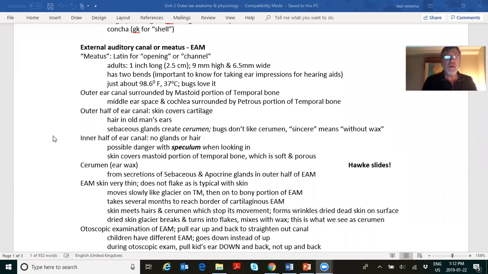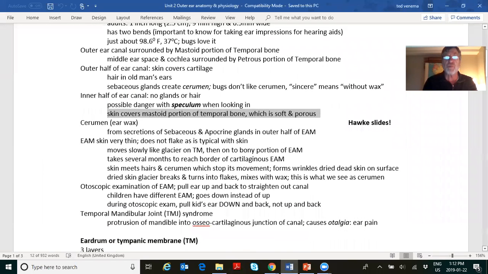All right, back to sharing screen. Okay. The inner half of the canal, no glands or hair. Possible danger with the speculum when looking in. Skin covers mastoid portion of the temporal bone, which is soft and porous.